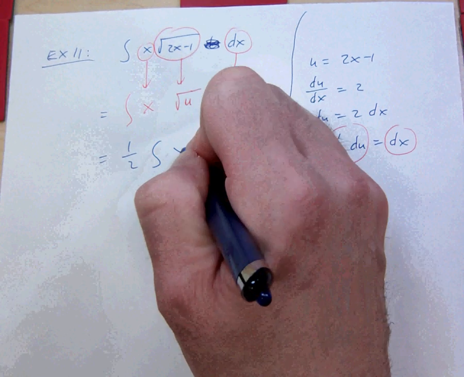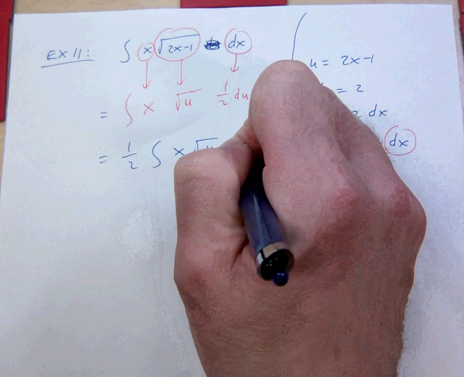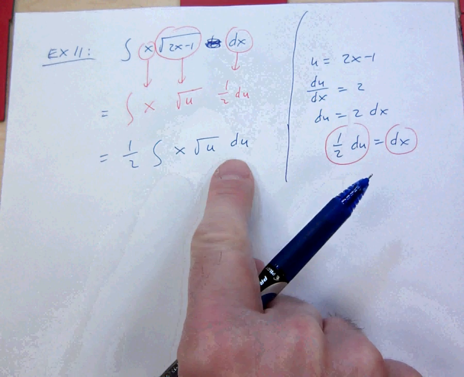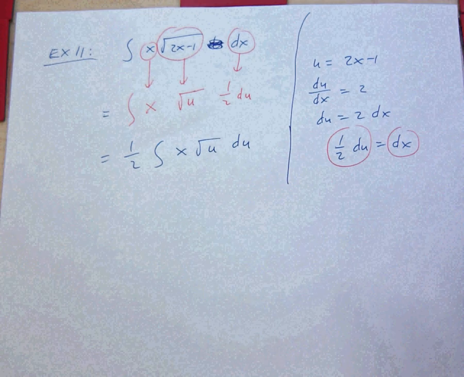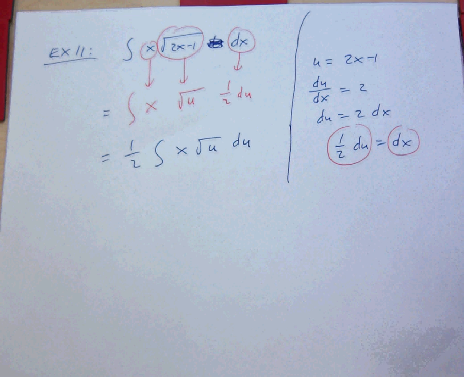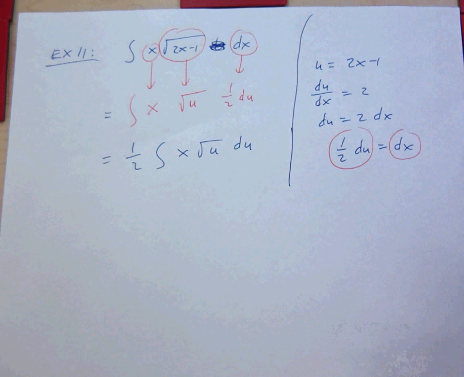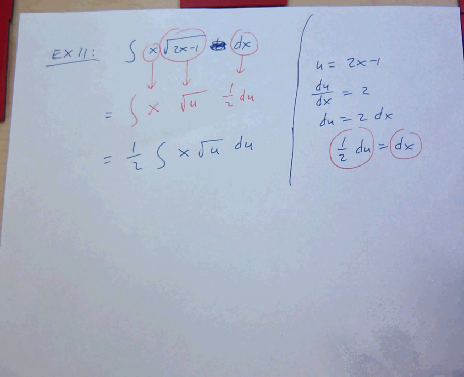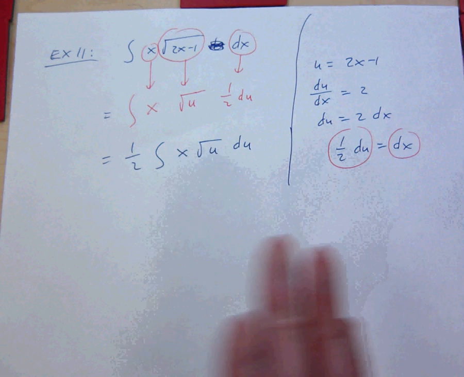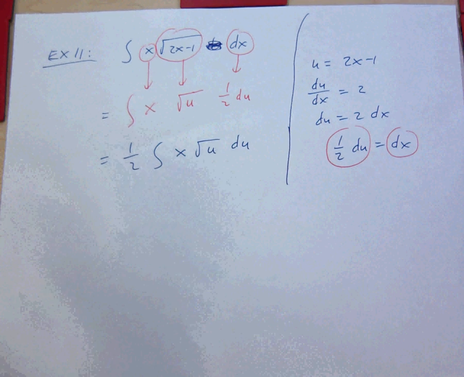Okay, so here's the problem. You cannot have a mixture of x's and u's. Obviously, that's not going to work. It's got to be all u's and du's before I can integrate, yes? Again, I cannot have a mixture of x's and u's or I'm stuck. Do you agree with that? It's got to be all u's and du before I can integrate, right?